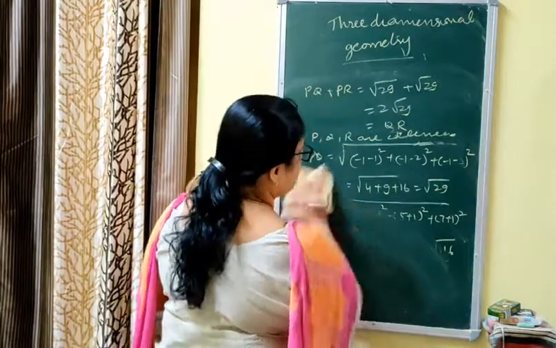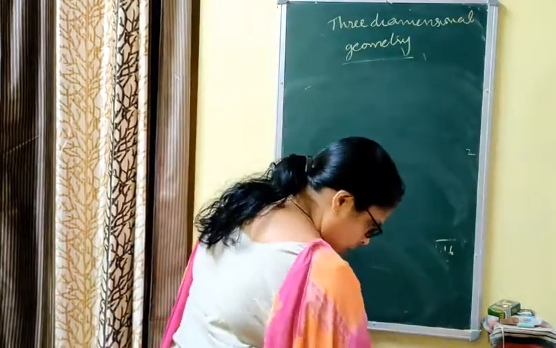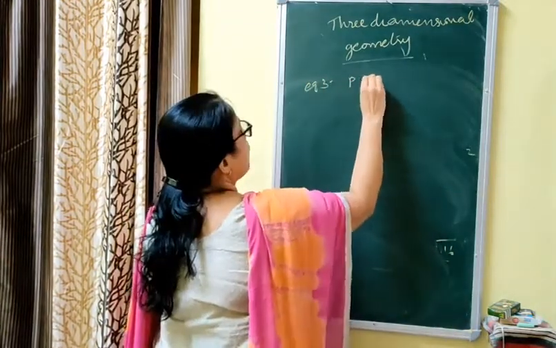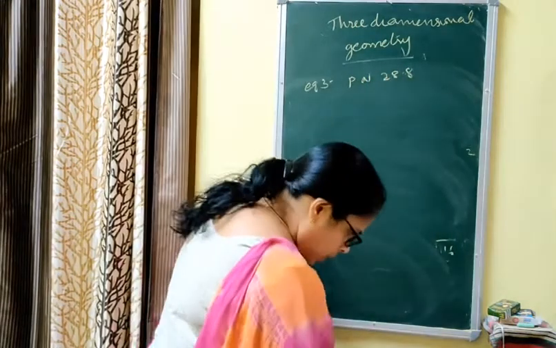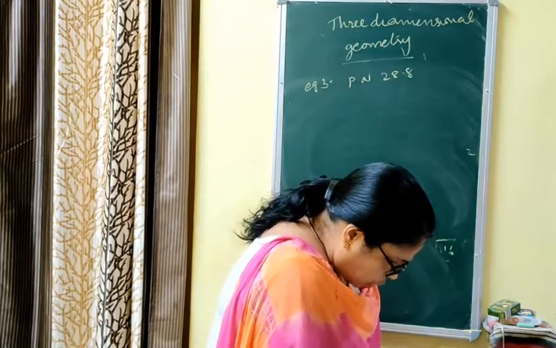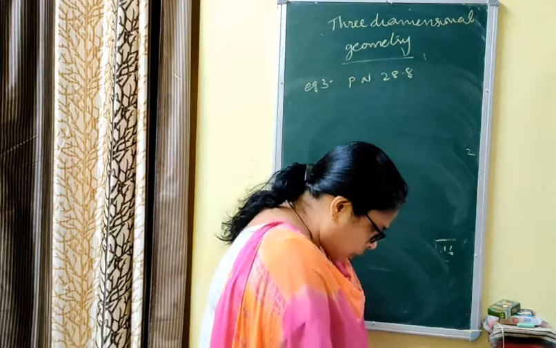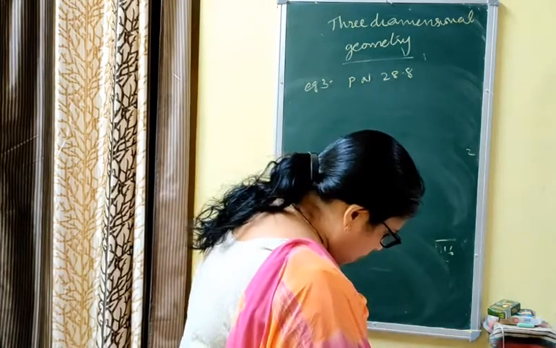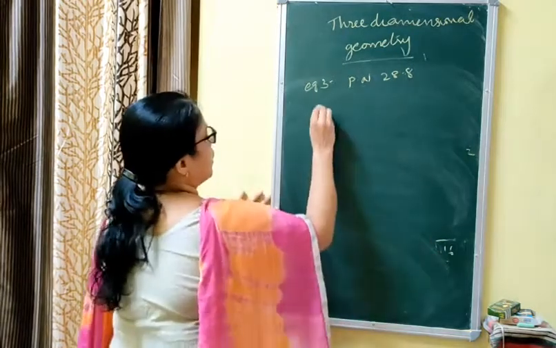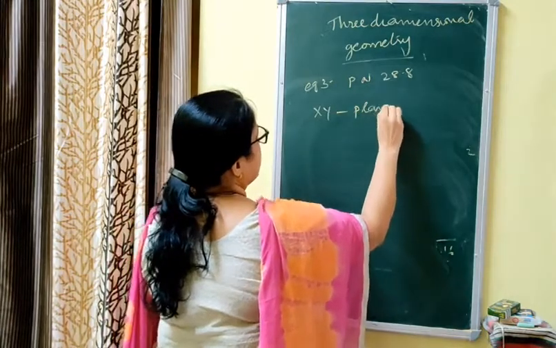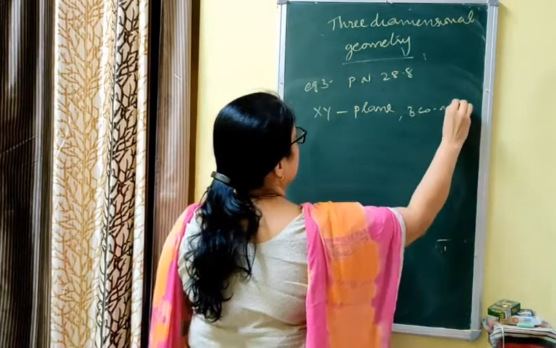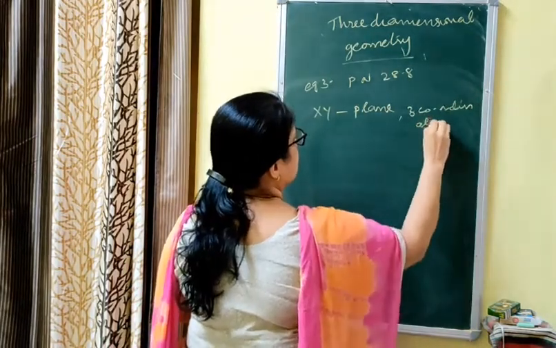Now the next question. I am reading example 3 of the same page number 28.8. Determine the point in the xy plane which is equidistant from three points A(2, 0, 3), B(0, 3, 2) and C(0, 0, 1). You have to find any point on the xy plane. In the xy plane, which axis is not there? In the xy plane, no z axis. That means the z coordinate is equal to 0.